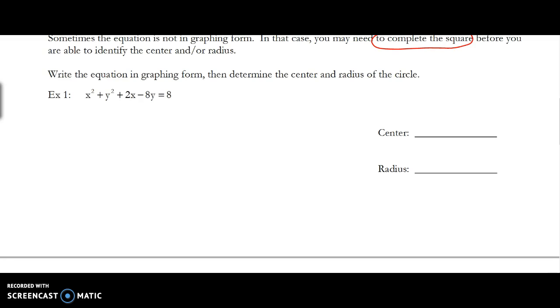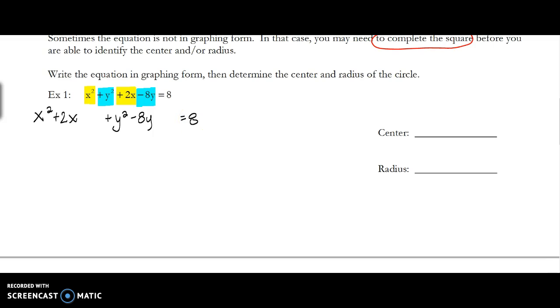So what we can do is group these together. So here you have an x squared and a plus 2x. I'm going to move that to the side and group my x's together. The other one I have is a y squared and a negative 8y. So I'm going to leave some space because we need to find that c value again for x. So I'm going to say plus y squared minus 8y. And notice that we have our equals 8 on the end.